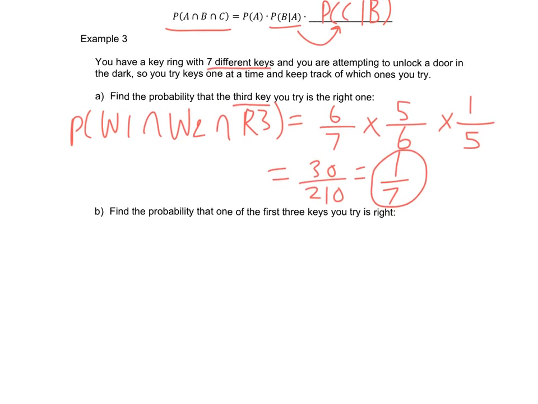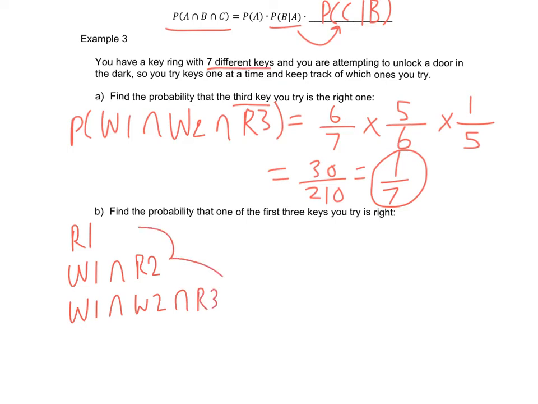All right, what's the probability that one of the first 3 keys you try is correct? So there's 2 ways to approach this. You could look at the different scenarios. You could say, the probability of correct in the first one, and then you could look at the probability of wrong and then right, and then the probability of wrong, wrong, and right, and add those all together. That would get you the same answer as the one I'm going to show you here, but I'm going to show you a quicker way.